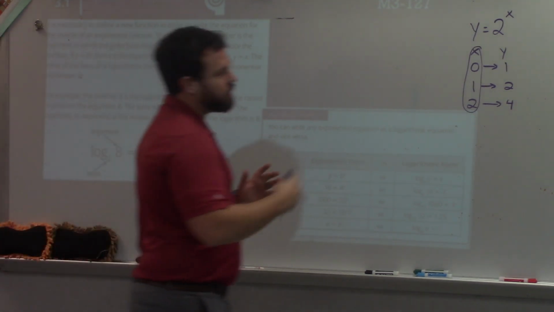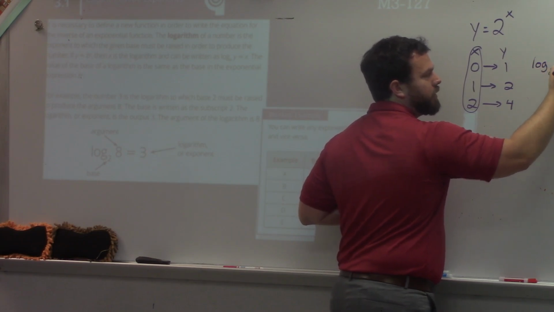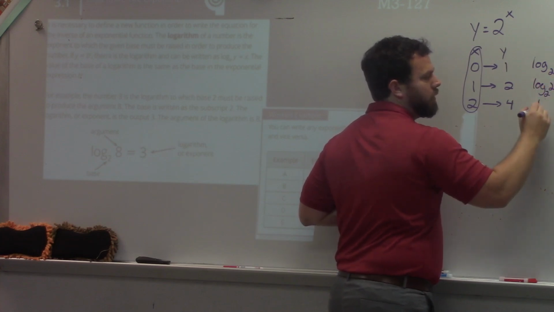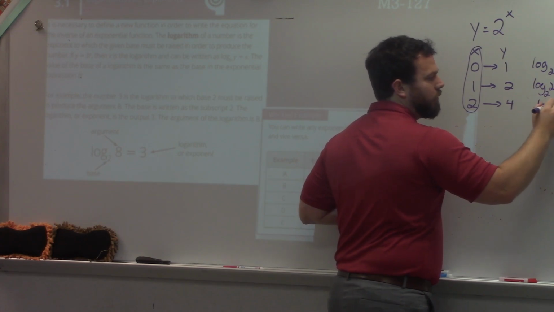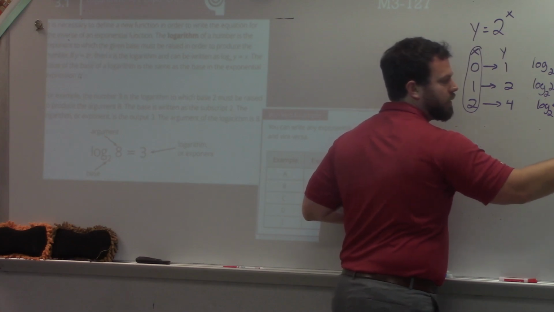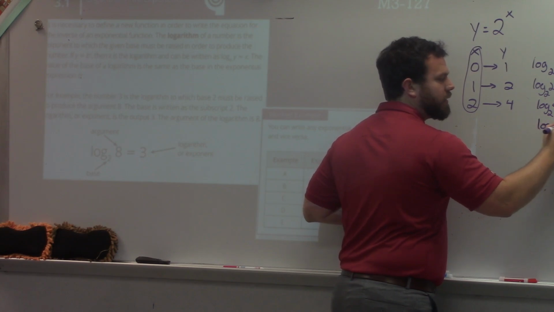So let me clarify this. This is log base 2 of 1 is equal to 0. Log base 2 of 2 is equal to 1. Log base 2 of 4 is equal to 2. If I continue this, it would be 8 and 3. So log base 2 of 8 is 3.